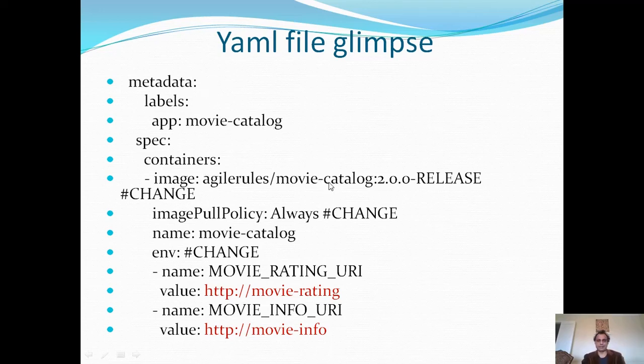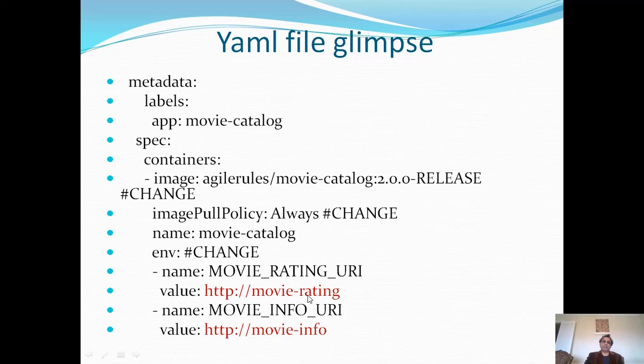So this one has spec, containers, the image, image pull policy, and so on, right? But the initial time, it takes a little effort to make sure we are okay with the indentation. I'll show the real YAML file soon, but what I'm trying to show here is, for this movie catalog YAML file, we are specifying the environment variables called name movie rating URI, and the value is movie-rating, and movie info URI, and the value is http movie-info, right?